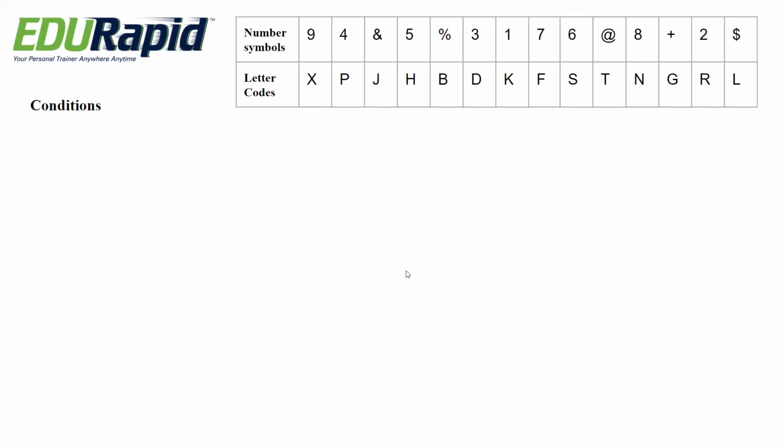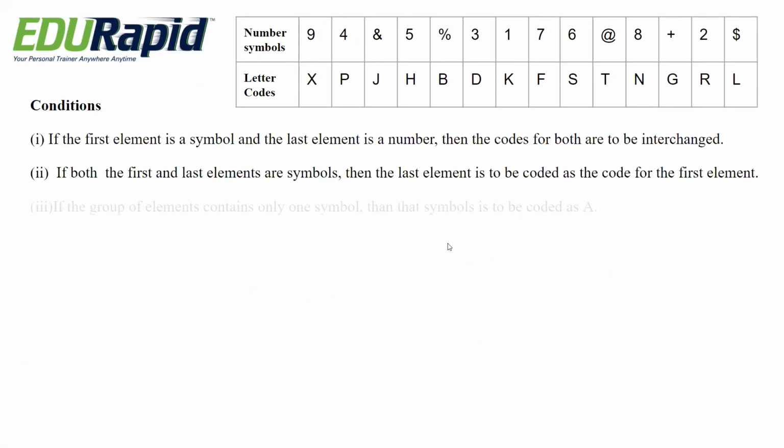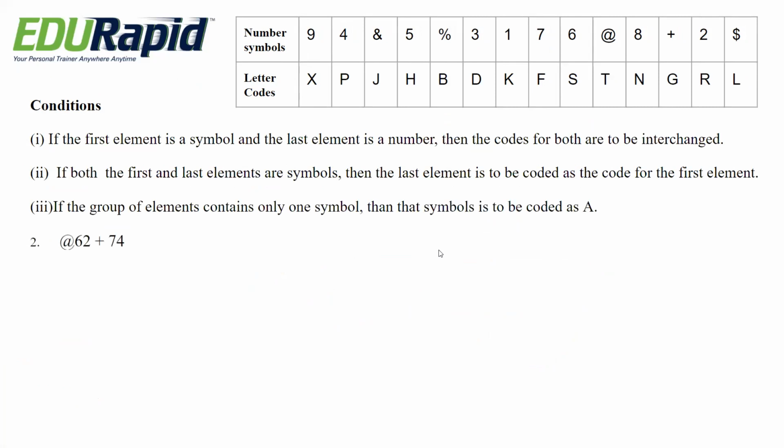Next question. For questions 1 to 3, the numbers, symbols and code are the same, and the condition is also the same for the first 3 questions. And here the question is @ 6, 2 + 7, 4. The options are PSR GFT, TSR FGP, PSR FGT, PRS GFT, TSR GFP.